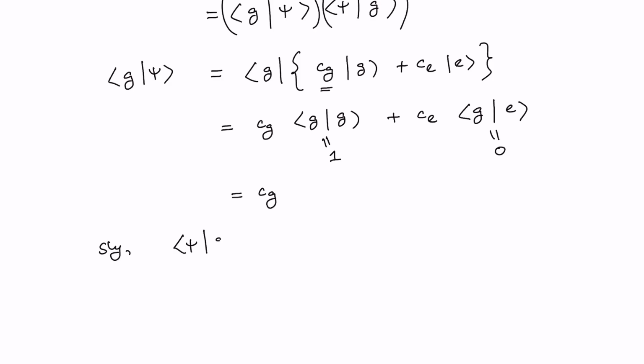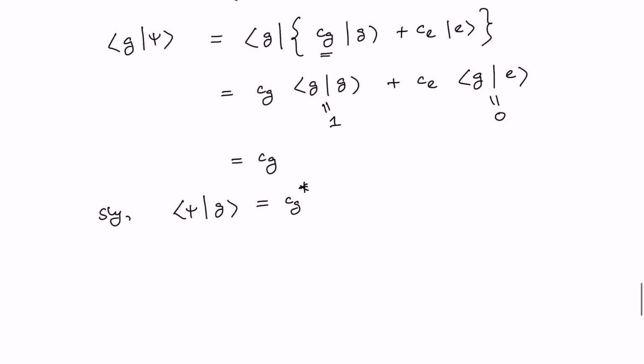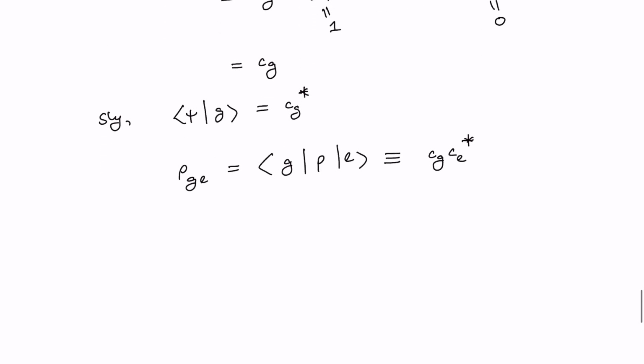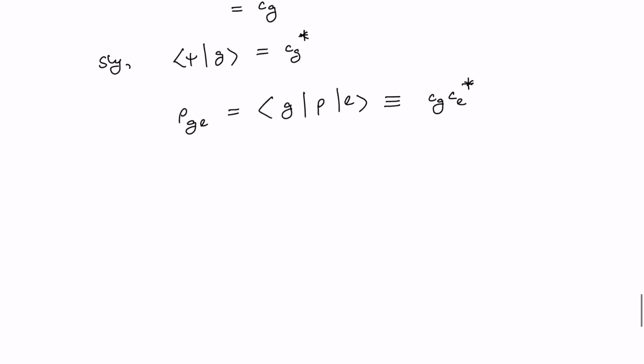scalar product of psi and Z, and this would be the complex conjugate, that would be CZ star. Okay, in this way you can get all the other terms. That means you can similarly show that rho ZE, for example, that is going to be this matrix element, bra Z rho ket E, and you can prove that that is nothing but CZ CE star.